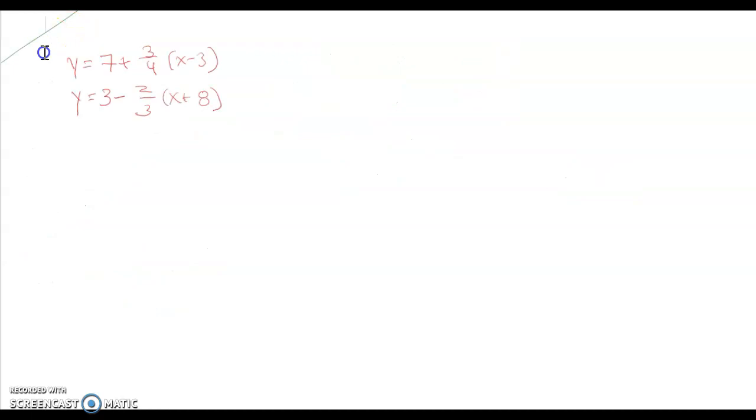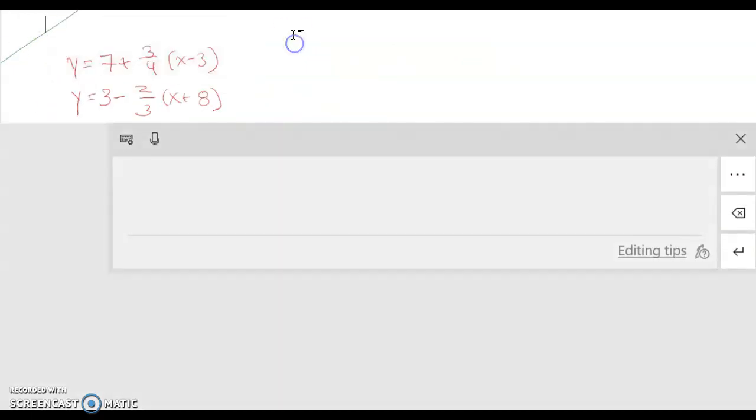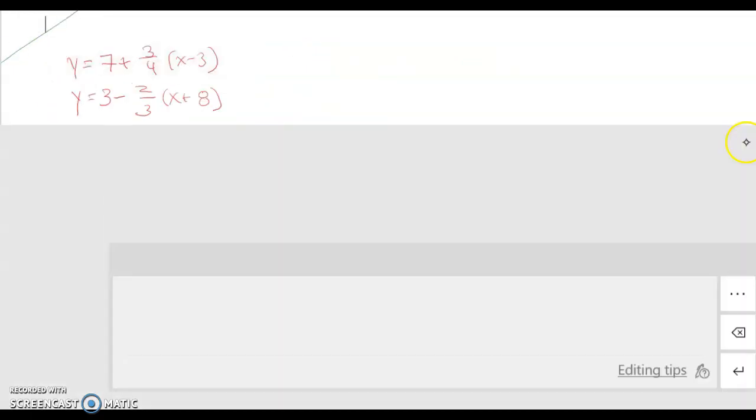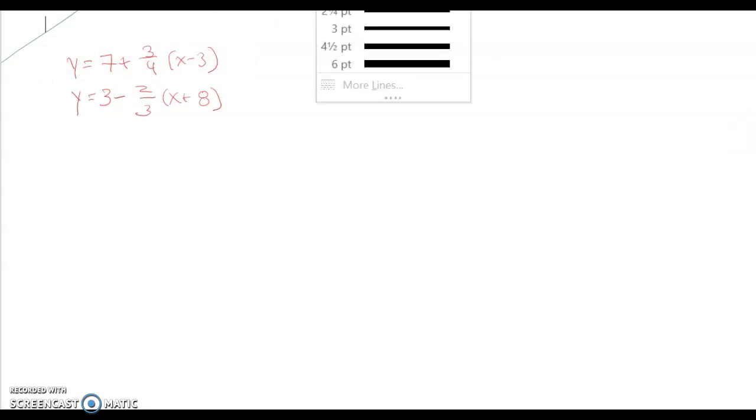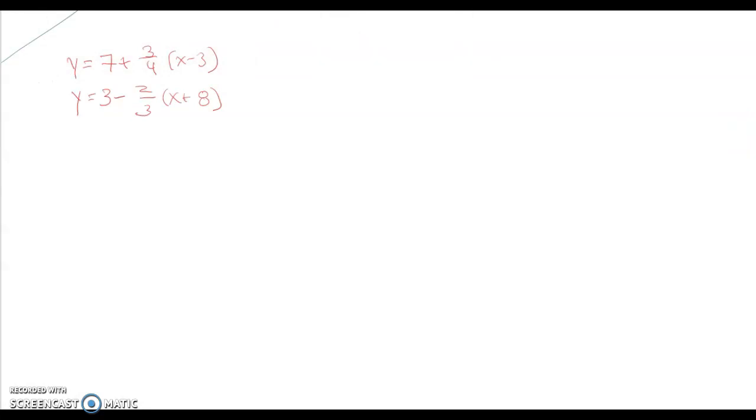But if we just have two oblique lines, then we're going to use substitution again, because that's the easiest, I think, for where we're at right now. And so we're going to substitute that y in for that y. So we're left with this, 7 plus 3/4 x minus 3 equals 3 minus 2/3 x plus 8.